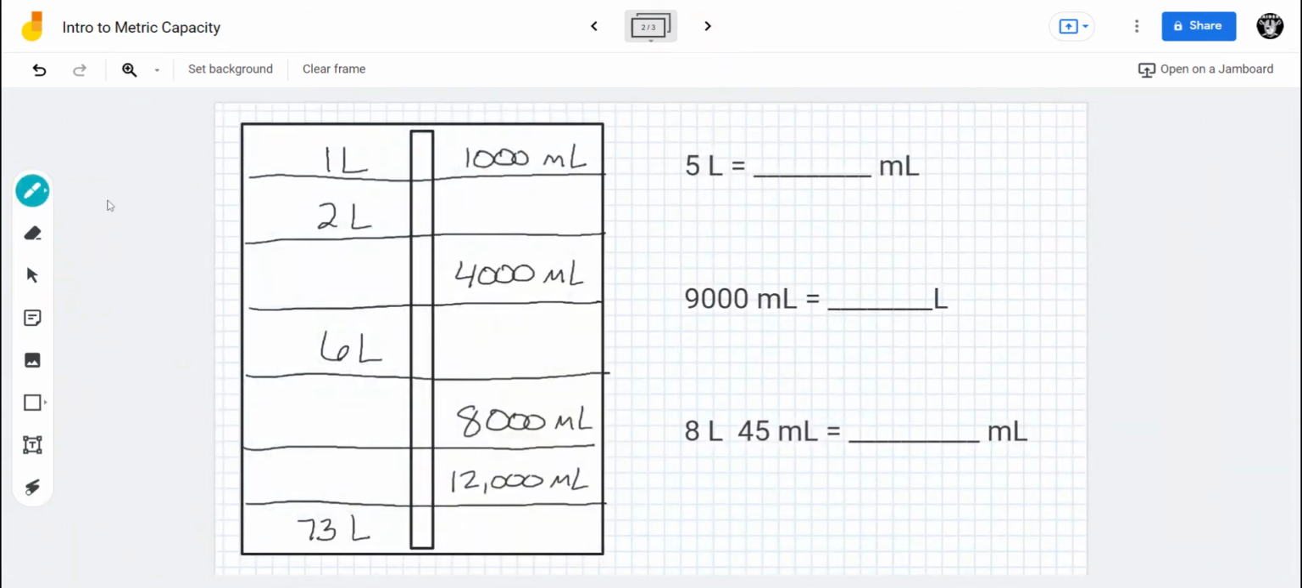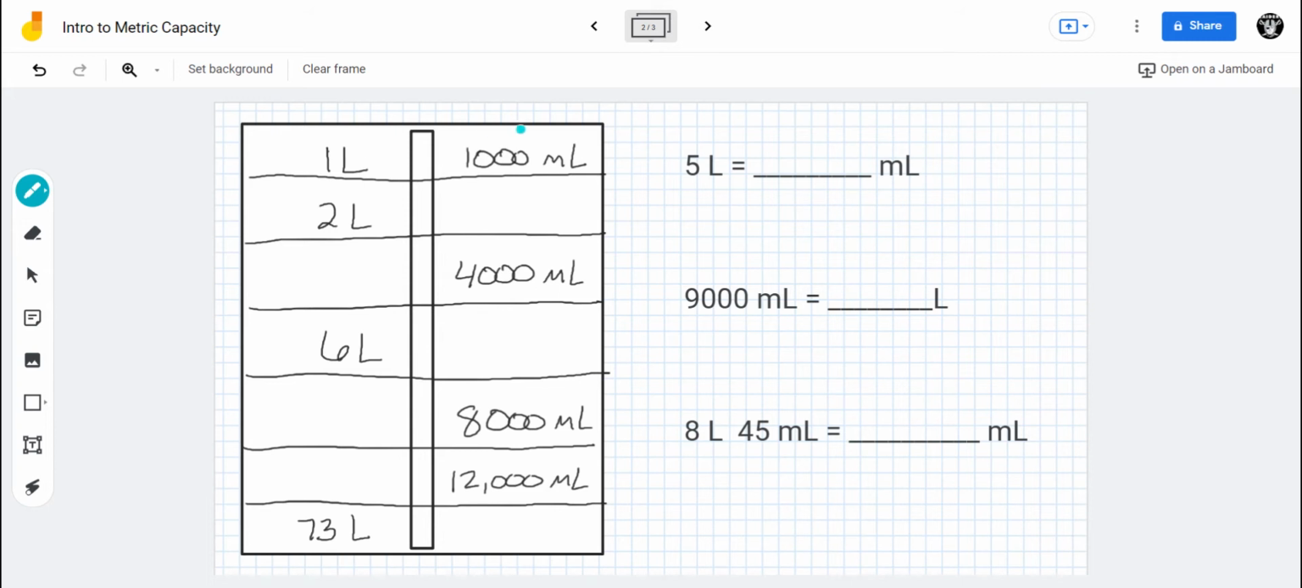All right, ladies and gentlemen, so let's go ahead and see if we can fill out this chart. It works exactly the same way that things were working with metric length and metric mass, except this time we're dealing with capacity. So we're dealing with liters and milliliters. If you remember earlier, 1 meter was equal to 1,000 millimeters. 1 gram is equal to 1,000 milligrams. Well, 1 liter is equal to 1,000 milliliters. And to get from liters to milliliters, you multiply by 1,000.